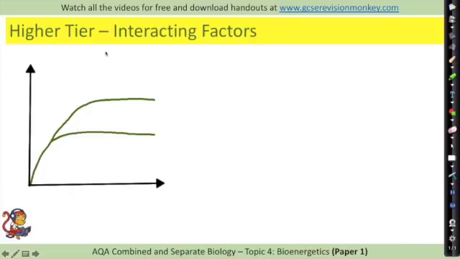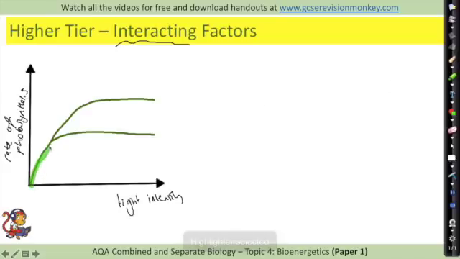This extra slide is for higher tier only because you need to know how these factors can interact with each other. For example, if we had a graph that showed light intensity against rate of photosynthesis, before we just had one of these lines on the graph. So before we just had this one, for example. But you may well see in the exam graphs with two different lines on. And this could have a different key to show you that this one perhaps was at 15 degrees, for example, and this one was at 25 degrees C.